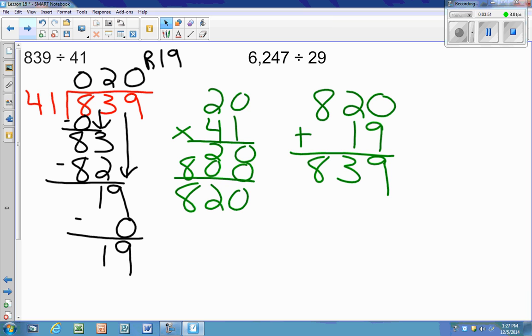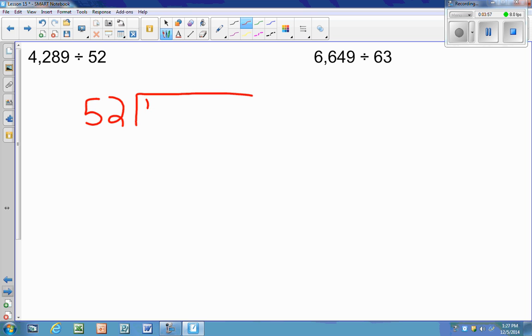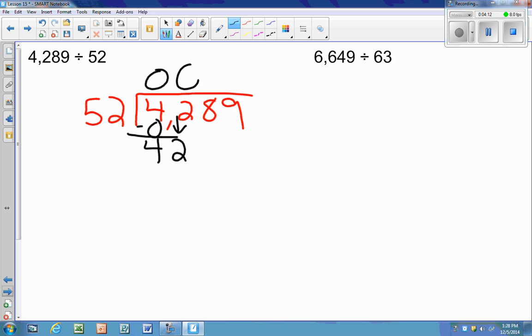We'll try one more. This time we have 52 going into 4,289. So once again, we ask ourselves, how many times can 52 go into 4? It's 0. Now, how many times can 52 go into 42? 0 again. Now, how many times can 52 go into 428?